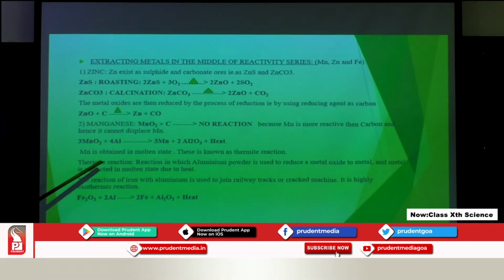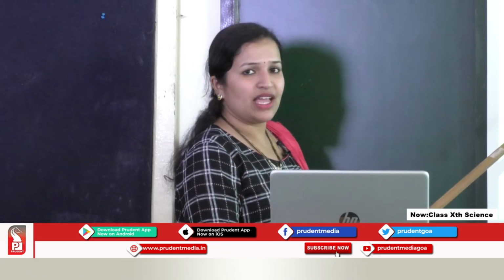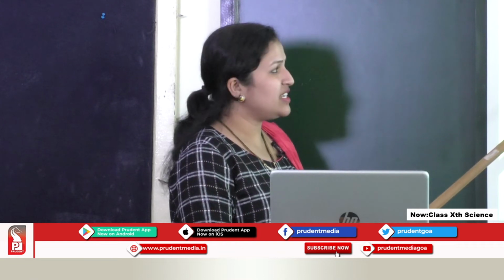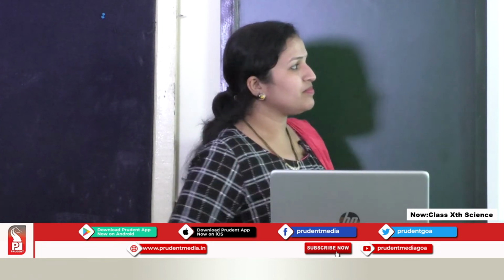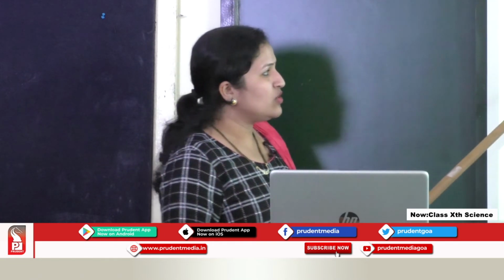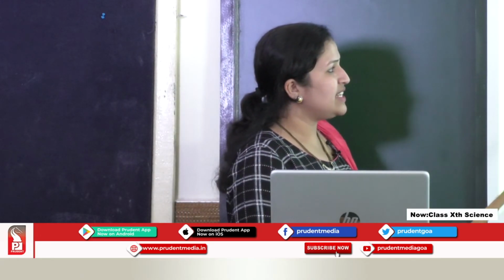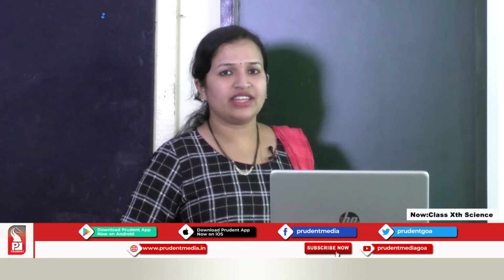Now, let us take the definition of thermite reaction. It is a reaction in which aluminium powder is used to reduce a metal oxide to metal. The metal oxide is getting reduced to metal, and the aluminium, which is a reducing agent, is getting oxidized to aluminium oxide. So, we can also say this reaction is a redox reaction.